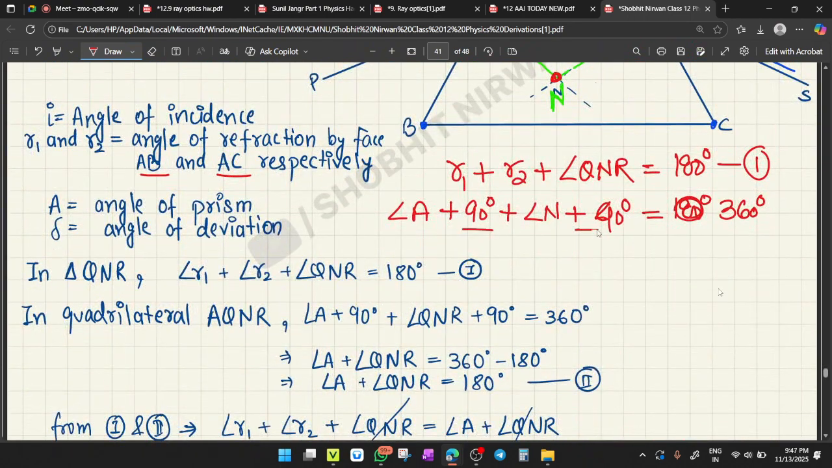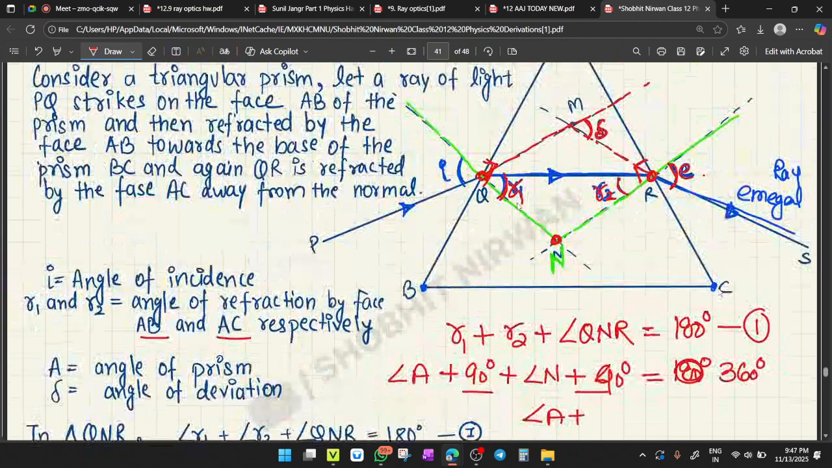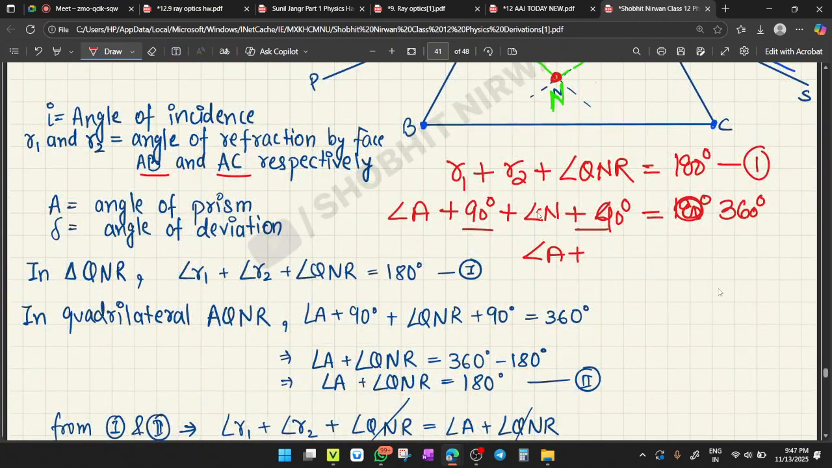So 90 and 90 become 180, and you have angle A plus angle N. The full name of N is angle QNR, so it is better to write it as QNR. So angle A plus angle QNR equals how much? 180 degrees. This becomes equation number 2. So we have two equations. This one is equation number 1.